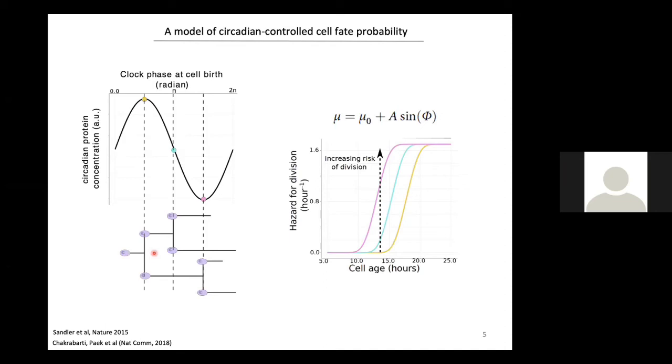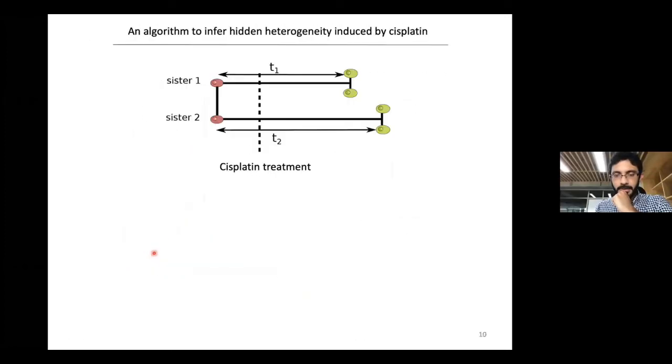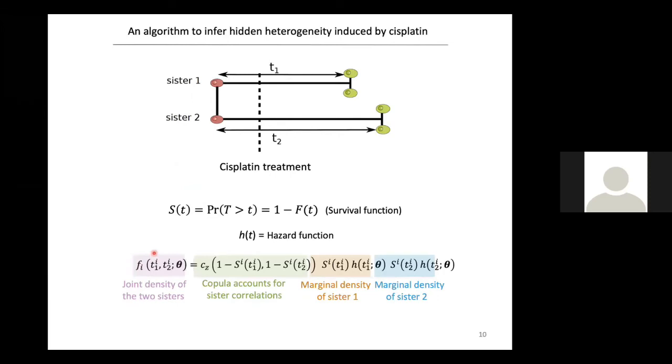Yeah. I have a question directly. Can you go to this formula that you wrote down, the copula and all that? Oh, yeah, sure. So there, these marginal densities of sister 1 and 2, are these your priors?